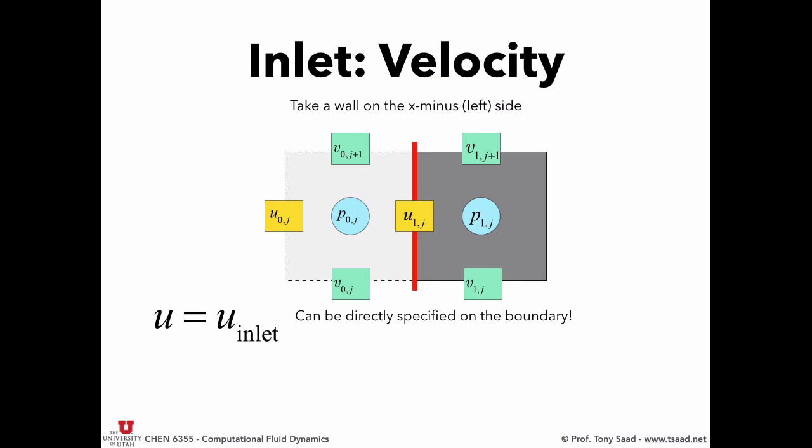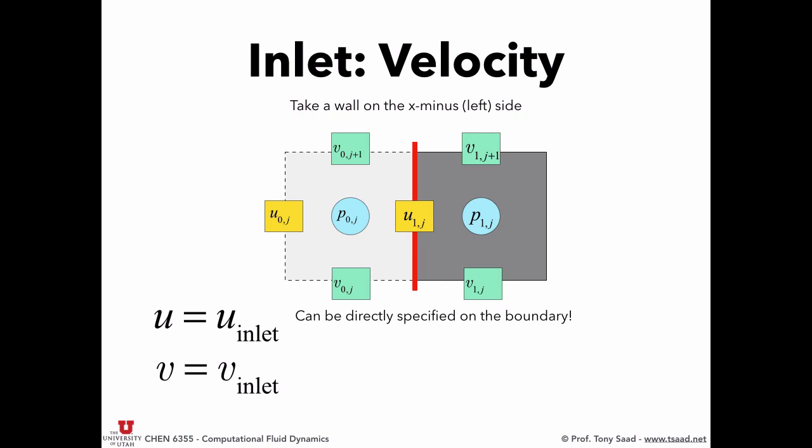But what if your flow is coming in at an angle? So you're bringing in u, but you're also bringing in some v. So you could have a value for v as well. Okay? So then what if v is also v inlet? We don't have v at the boundary.